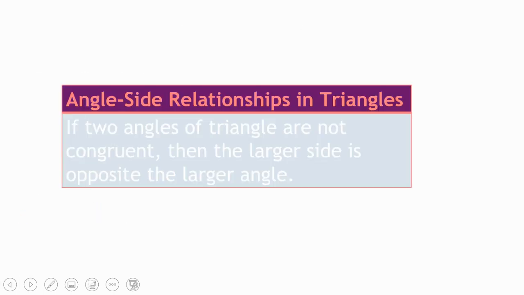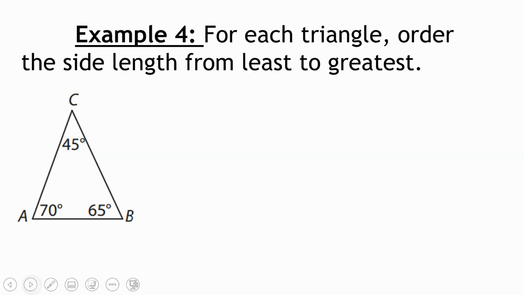Okay, angle-side relationship again. If two angles of a triangle are not congruent, then the larger side... we already did that, right? Okay, let's move on to the next one. I don't know why I wrote it twice. I'll fix it. For each triangle, order the side lengths from least to greatest.